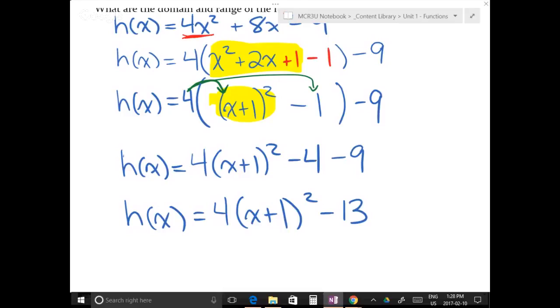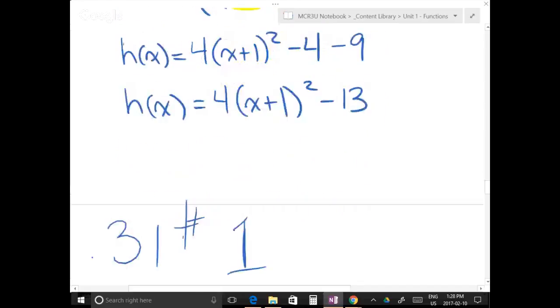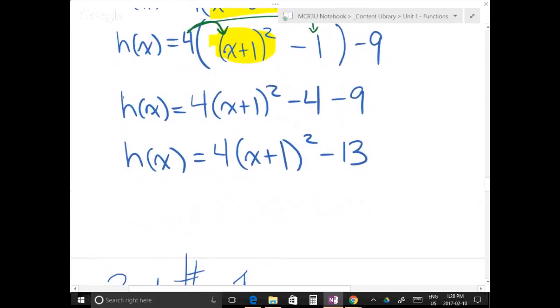So don't be shy. Once we have it in this form, now what do we know? What form is this? Yeah, well, you guys are so sleepy today. I know how you feel, but yeah. What's the vertex of this parabola? Yeah, negative 1 and negative 13.